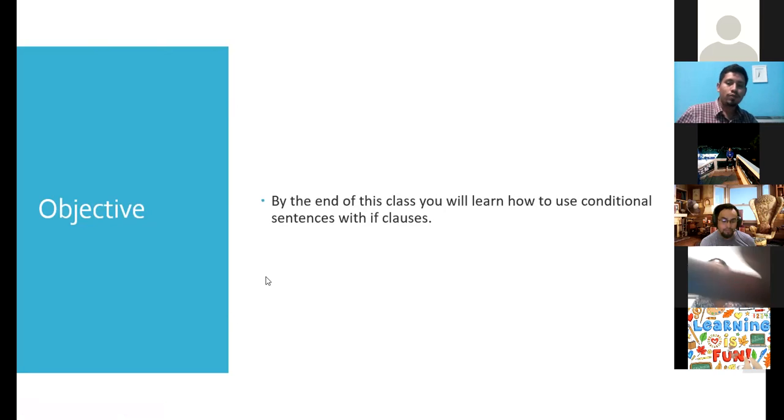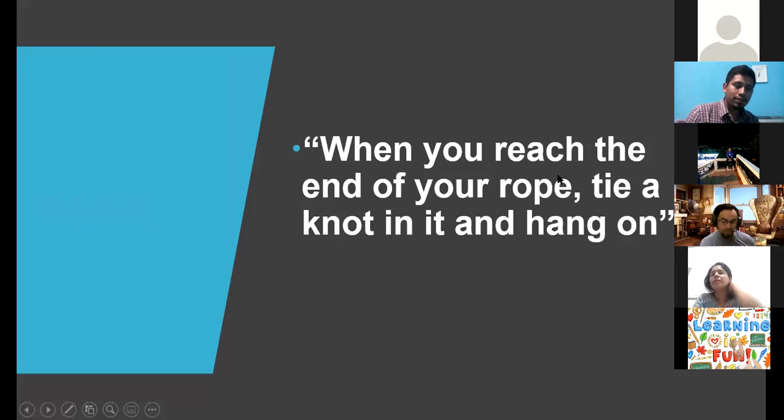As I told you, we're going to be talking about conditionals. We're going to see zero and first conditional. But first, we're going to see this quote. I need you to participate, giving your opinion, giving your own thinking about this quote. It says, when you reach the end of your rope, tie a knot in it and hang on. Okay, let's see, who wants to participate? Who wants to express something about it? This quote was taken from Roosevelt. Have you ever listened about Roosevelt?